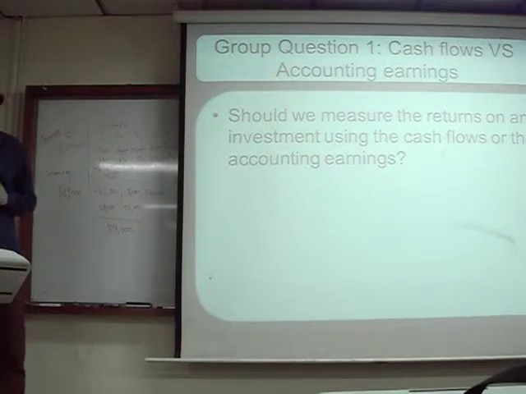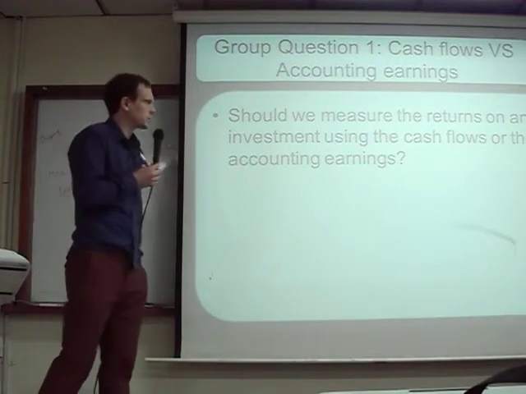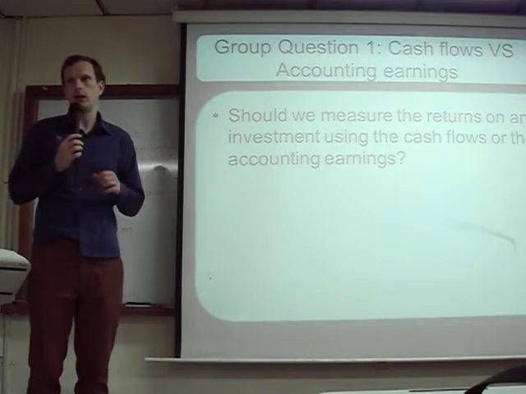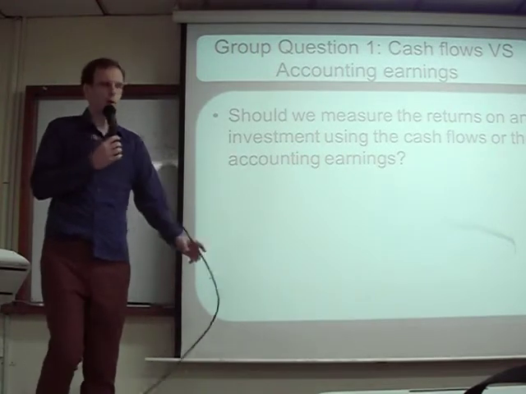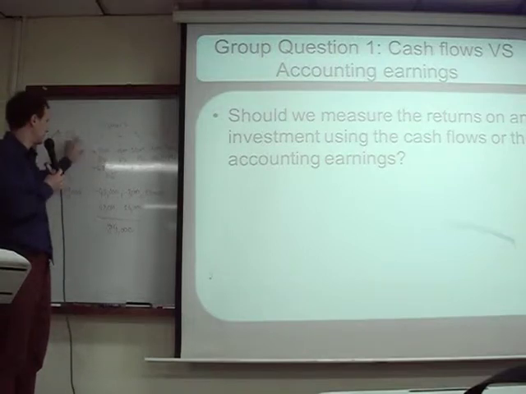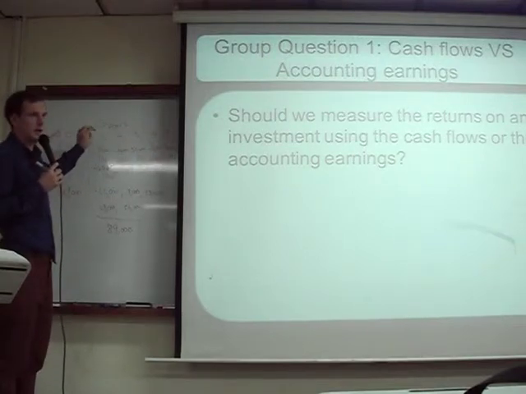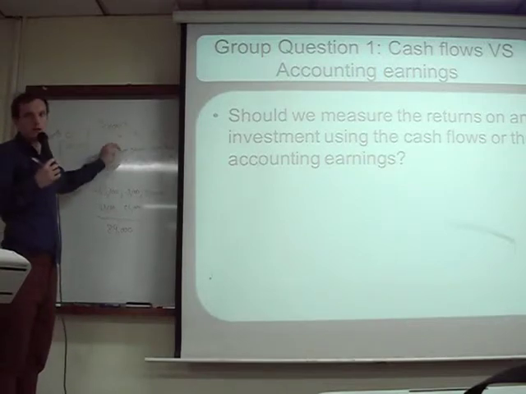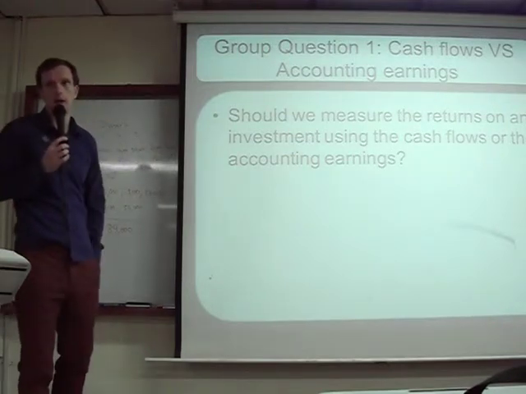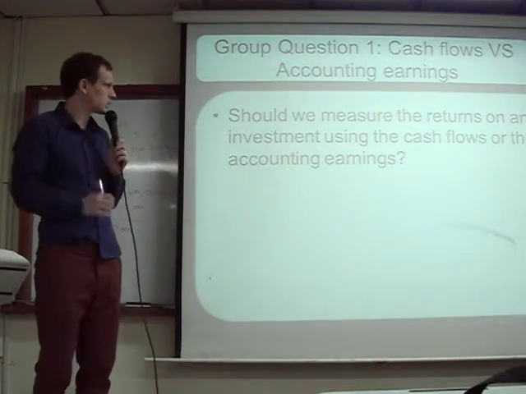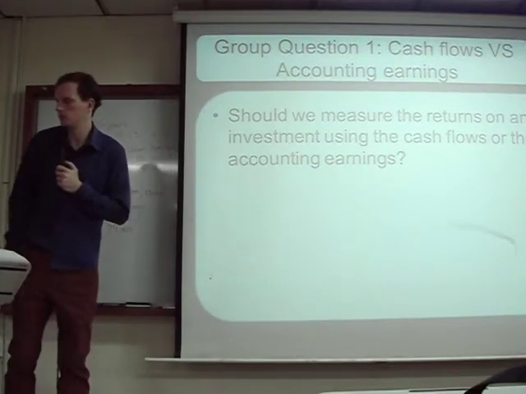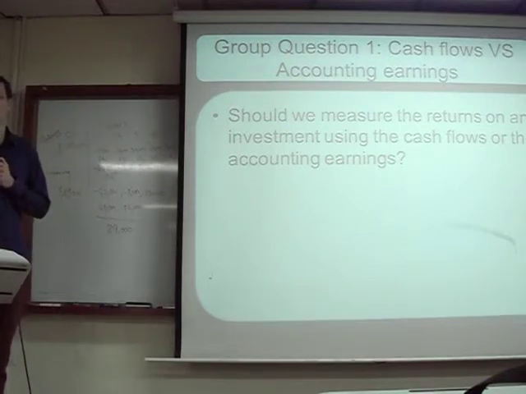So the first question is to discuss with your partner. When we are measuring the return on an investment, do you think we should use cash flows or accounting earnings, the accounting way? So when we're measuring the returns, should we do this in cash? Or should we do this including depreciation, and accounts receivable in each year? With cash, we don't include accounts receivable or accounts payable. So discuss with your partner. What do you think is better for measuring our return, using cash flows or the accounting way? So what do you think?